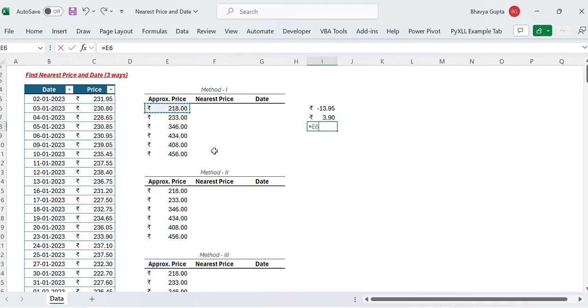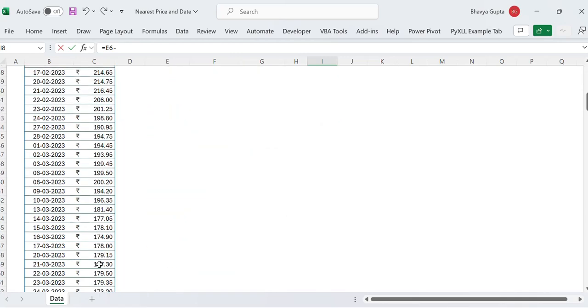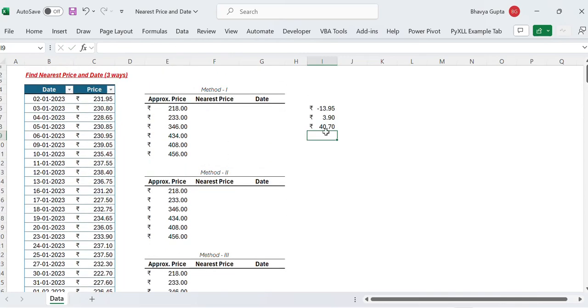If we see the difference of 218 from 177.30, the difference is 40.70, right? Similarly, the difference of 218 from 239.05 is negative 21.05. So these are the different differences that we have. Now which difference do we have to select? We have to select the difference which is the minimum in this list, right? If we use the minimum function here, we will get negative 21.05.